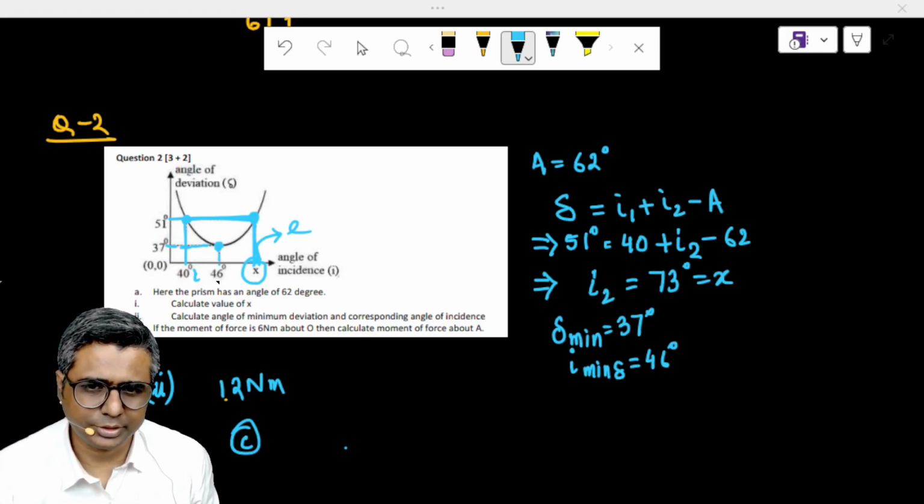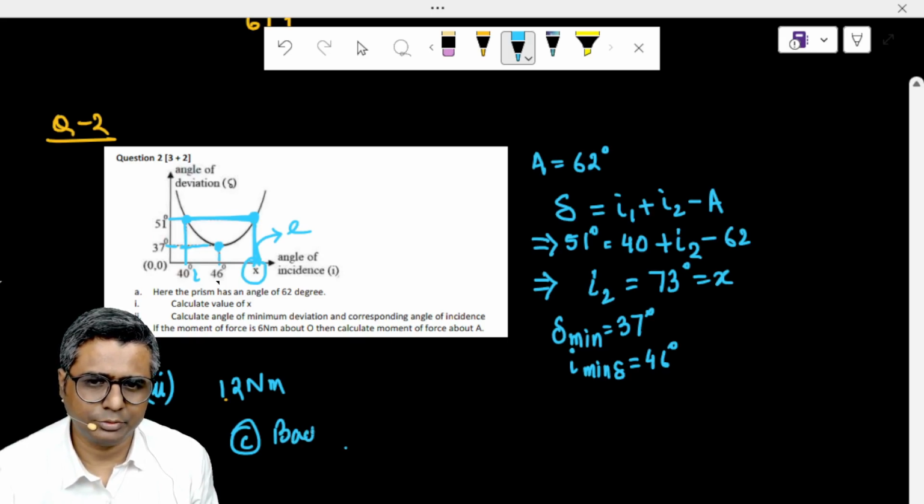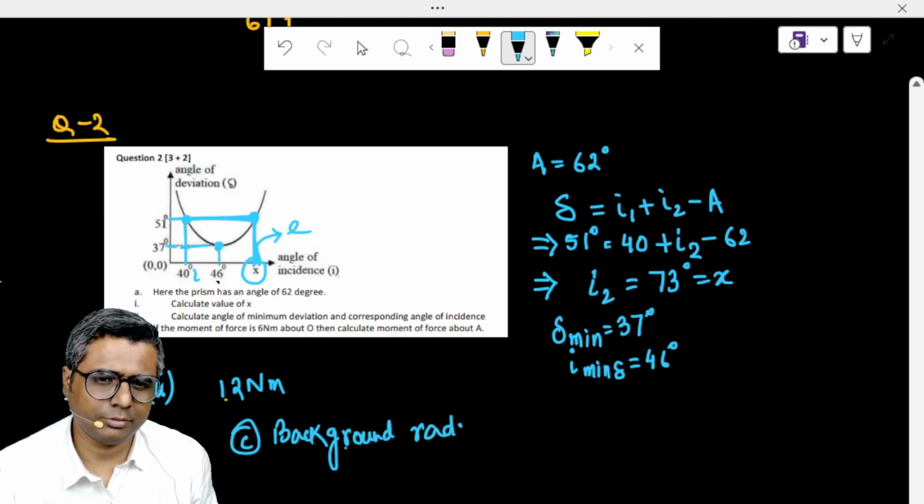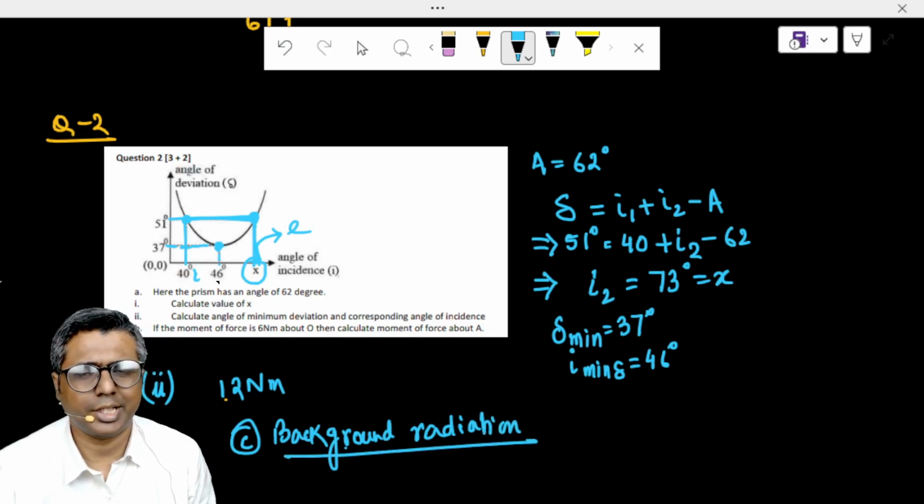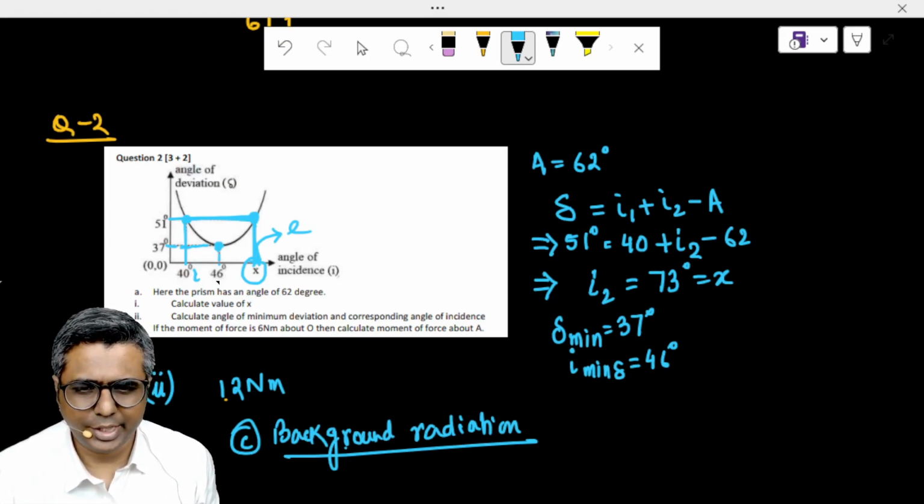Okay, so it's a good question again. Background radiation, those who have not done radioactivity yet, they can go through this, or whatever I have said is enough for you to answer background radiation. If asked in the ICSE examination, it will not be a problem. It's an easy question. What is the next question?